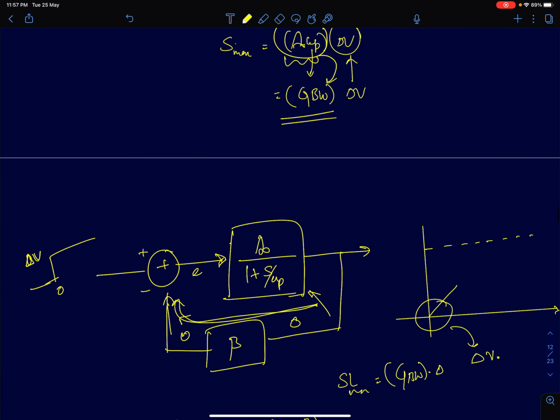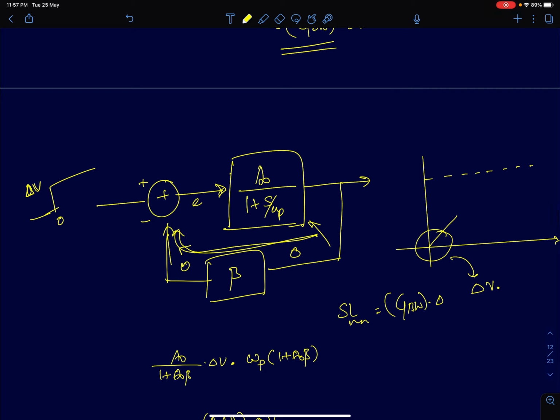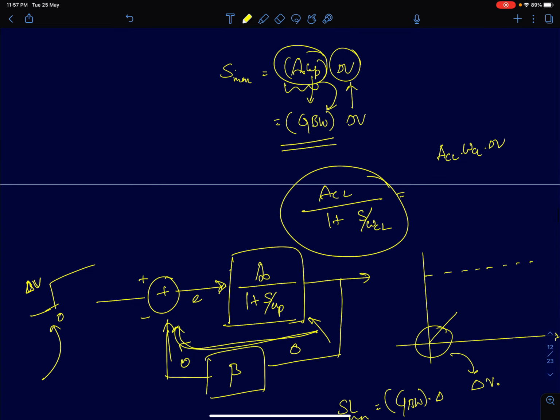Now what happens in a closed loop? To understand the behavior in closed loop, of course I can derive a direct expression. We already know it's ACL upon 1 plus s by omega CL. This is the closed loop response. From this, we can directly write the slope is going to be ACL into omega CL into delta V, as I'm going to feed a step input of magnitude delta V. We have already derived it for a single pole system. It's the DC gain times the pole into delta V. That's your maximum slope, and this term is simply GBW times delta V.